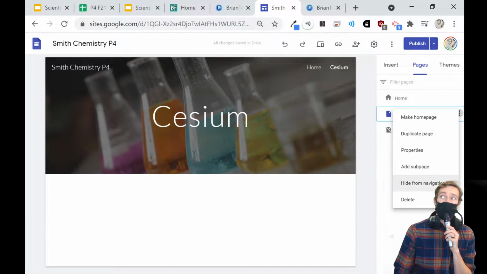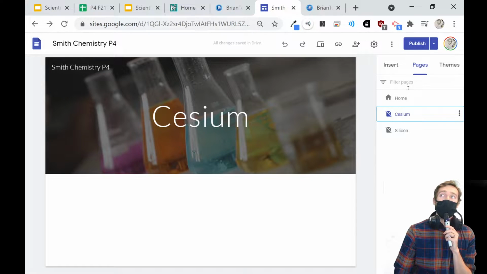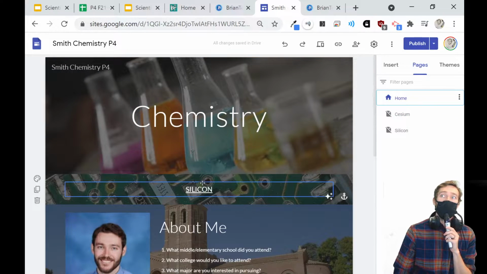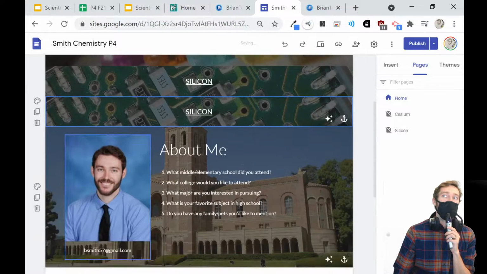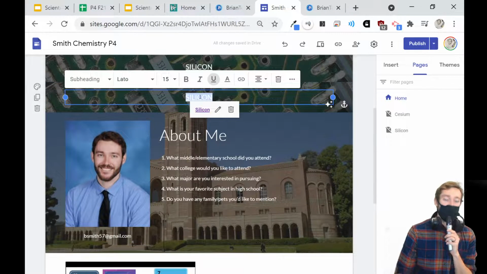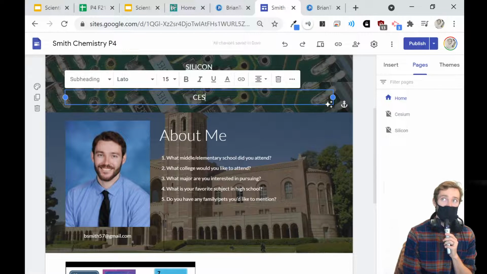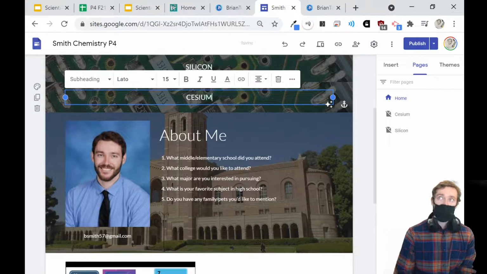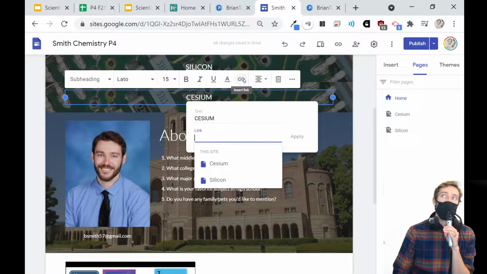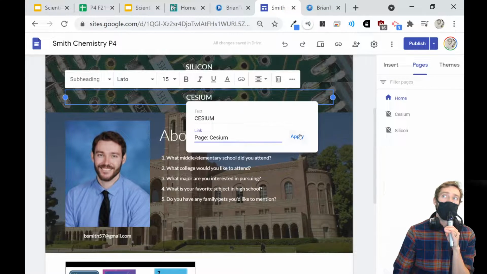We've made a new page. In order to find that page on the home page, you got to make a new button for cesium. So I want you to duplicate the silicon button and instead put in cesium, C-E-S-I-U-M. And then you're going to insert the link for your new cesium page.